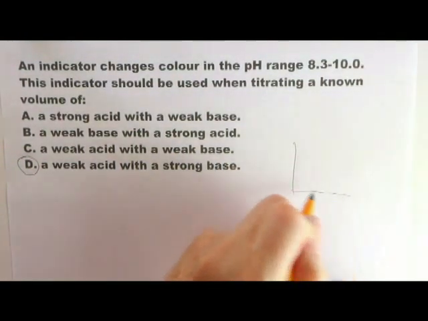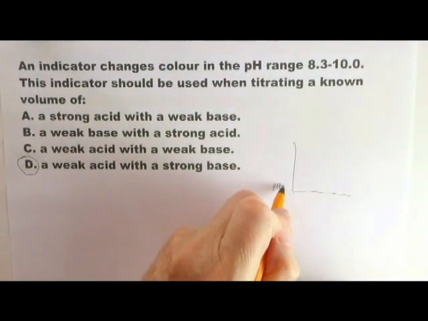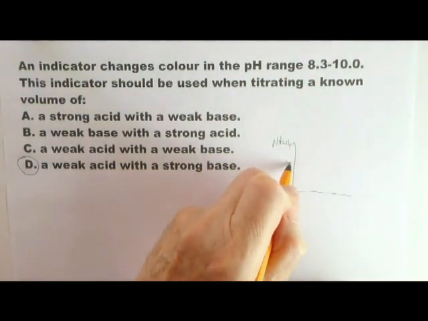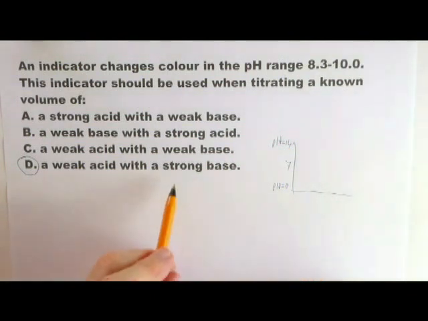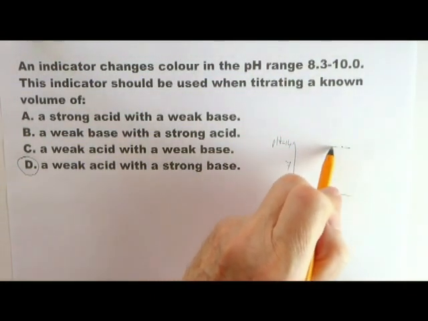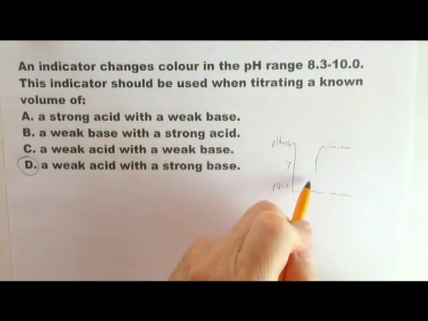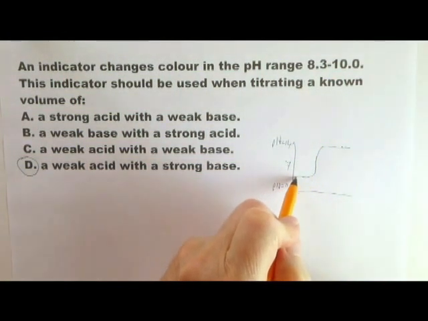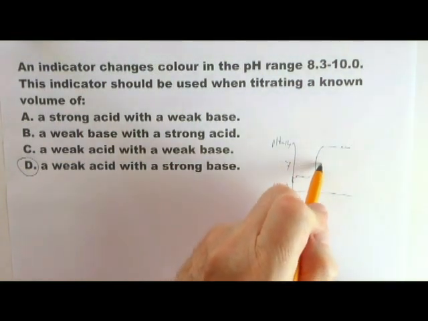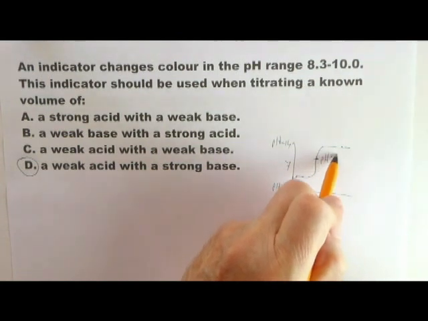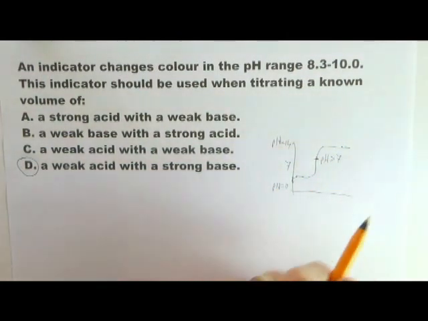Let me do the pH. pH equals 0, pH equals 14. There's 7. Because it's a strong base, you've got that there and there, and it's like this. So it's a weak acid there, going to there. The equivalence point is somewhere where it's greater than 7.